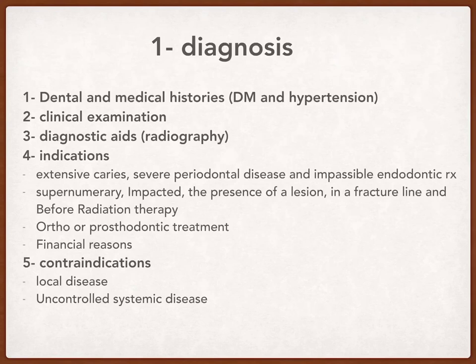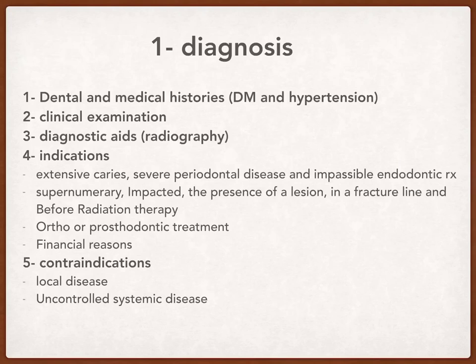And surgery related things, for example supernumerary teeth, impacted teeth, the presence of a lesion around the tooth, or in the case of road traffic accidents when there is a tooth in a fracture line, and before radiation therapy, because if we extract after the radiation therapy we will have death in the bone, and that is called osteoradionecrosis.